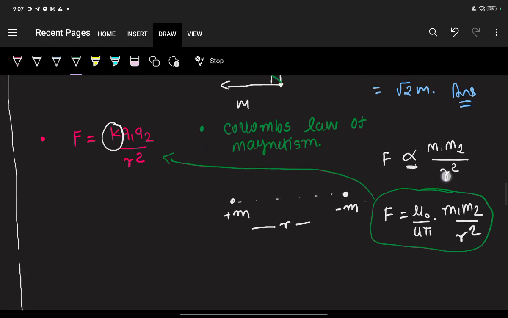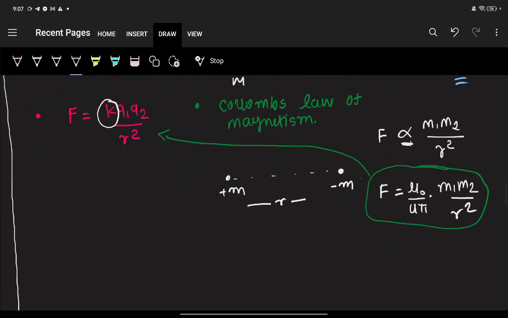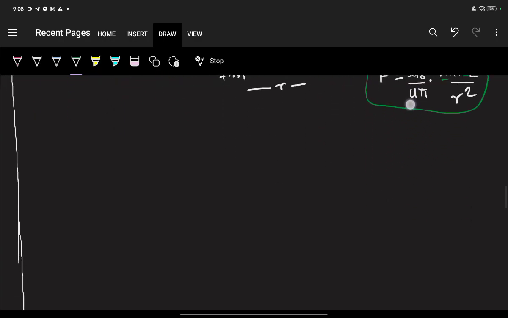So when will this force become attractive? When both the poles, m1 and m2, are unlike poles, right? And if they are like poles, they will repel each other. Now remember, in electrostatics we found out the electric force due to a single charge, right?